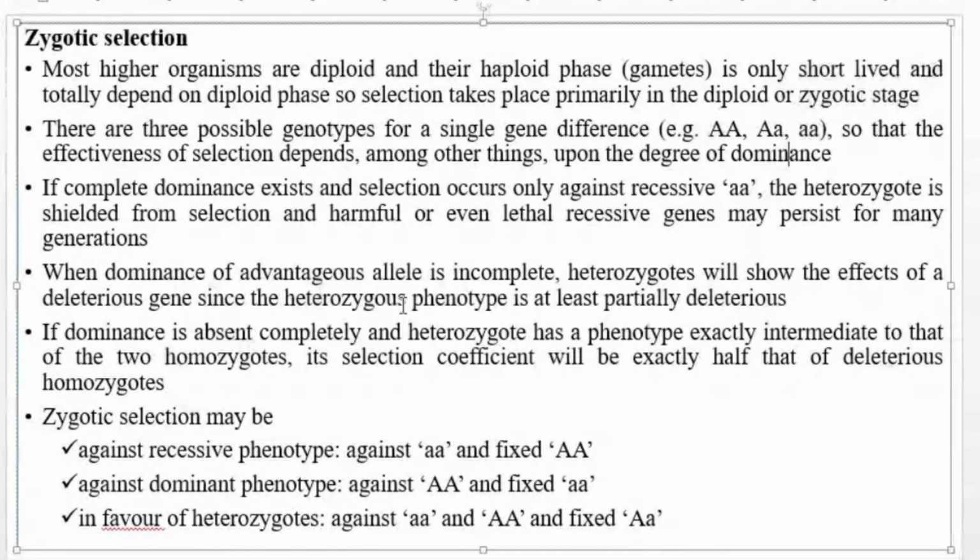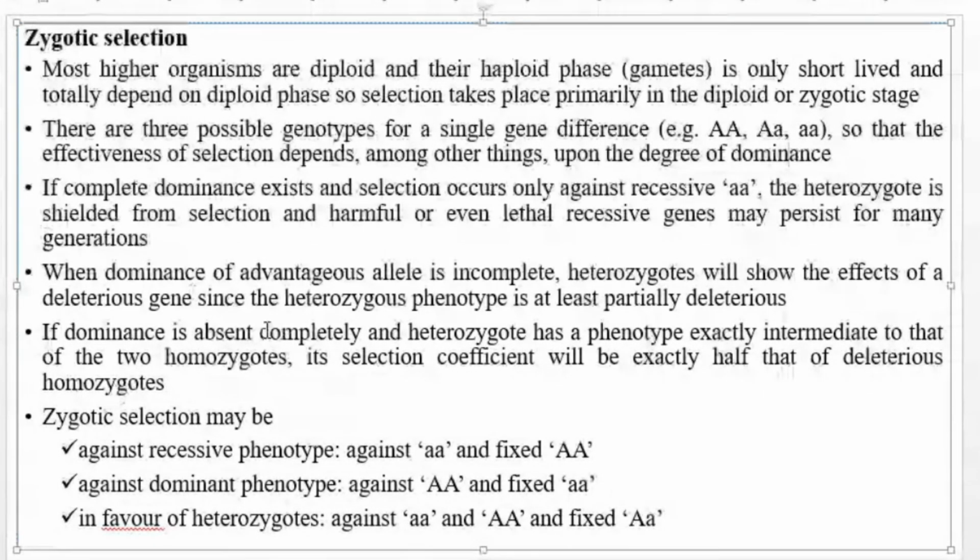When dominance of an advantageous allele is incomplete, यदि चाहिँ incomplete dominance छ भने heterozygous will show the effect of a deleterious gene since the heterozygous phenotype is at least partially deleterious. So heterozygous ले के देखाउँछ भन्दा deleterious gene expression show गर्छ. If dominance is absent completely and the heterozygote has a phenotype exactly intermediate to that of the two homozygotes, its selection coefficient will be exactly half that of the deleterious homozygotes.